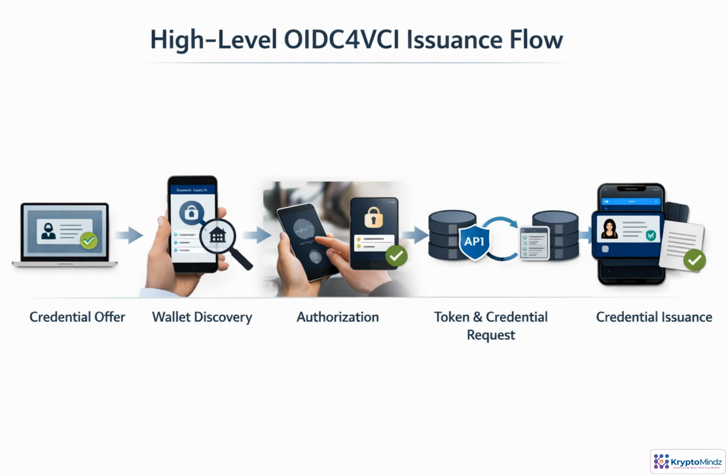Despite all the options, OIDC4VCI issuance follows a simple pattern. First, the issuer sends the wallet a credential offer. Next, the wallet learns about the issuer, what endpoints exist, what credential types are available, and which grants are supported. Then the user proves they're allowed to receive this credential, either through a fresh login or a pre-authorized code. After exchanging that for a token, the wallet requests the credential and stores it securely.